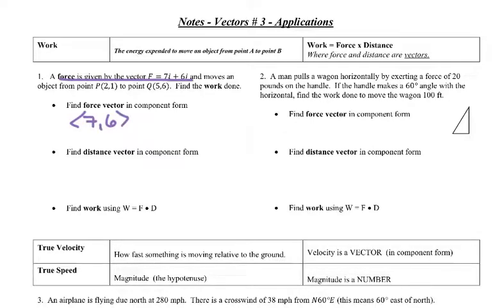It moves an object from 2, 1 to 5, 6. So I always got to make a little thing. From 2, 1 to 5, 6: 2, 3, 4, 5. So it moves over 3. And then if it goes up to 6, isn't that like up 5 from 1? Yep, so 3, 5. So we're going to do force times distance, which is 21 plus 30, which is 51.